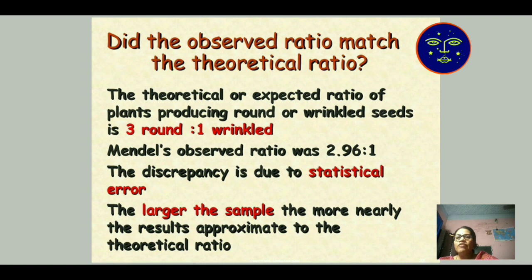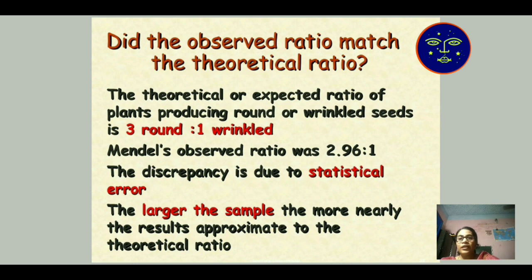Then, did the observed ratio match the theoretical ratio? He first gave a theory, then he got the result. The theoretical or expected ratio of the plant is 3:1. When he took the seeds of the dominating and recessive characters and crossed them with each other, he got the phenotypic ratio, which looks in our eye 3:1. It means 3 round seeds, which is the dominating character, and 1 wrinkled, which is the recessive character.